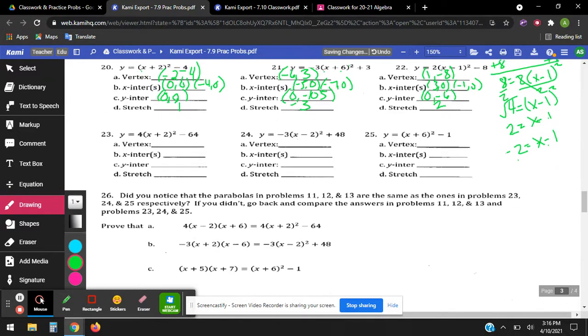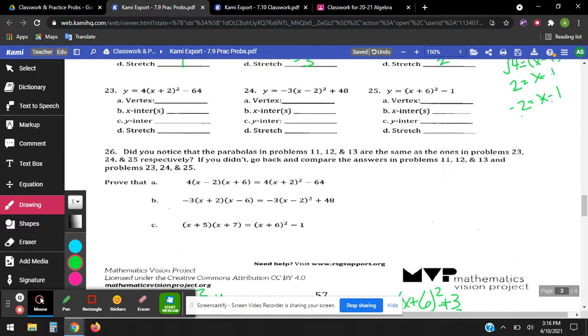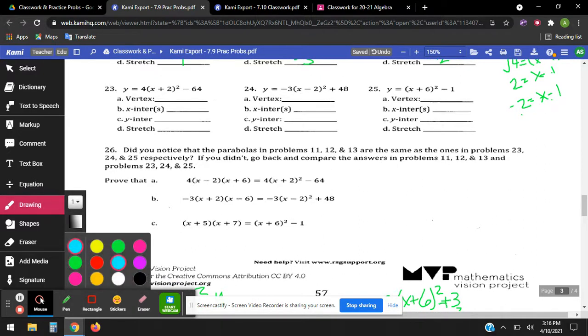Okay, next. Let's do this row. Here we have vertex of negative 2, negative 64. A y-intercept. 2 squared is 4. 4 times 4 is 16. 16 minus 64 is negative 48. Okay, and our stretch is 4.